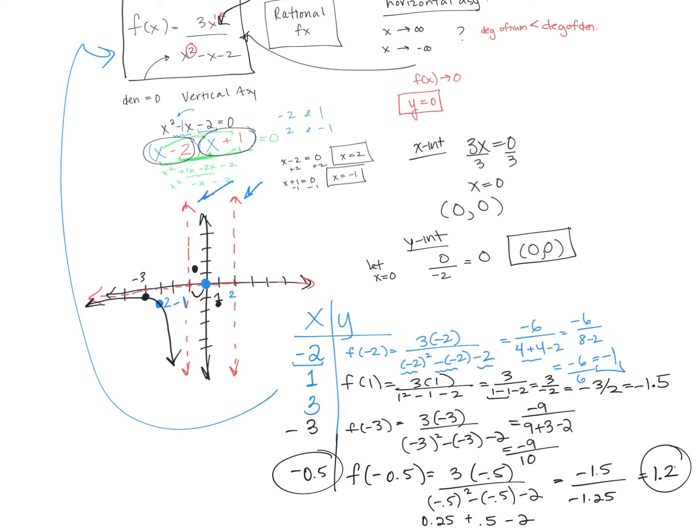Okay, so I'm going to connect those dots there, and it looks more like a cubic kind of thing. Remember, you don't cross the vertical asymptote, you're just going to get closer and closer and closer.